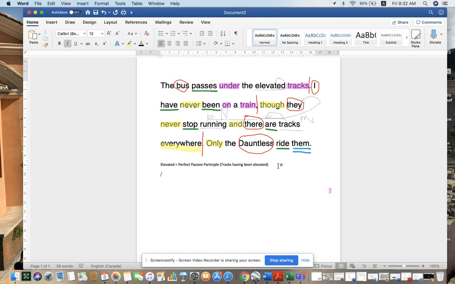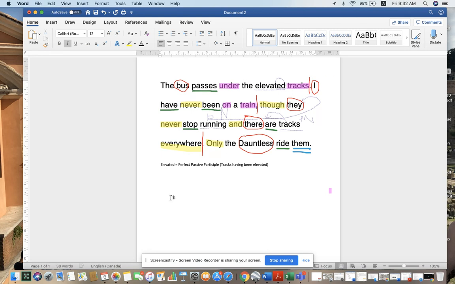A perfect passive participle always ends in ed, like you see in elevated, and it modifies a noun that's next to it. In this case, tracks having been elevated. Okay. Or you could also say destroyed tracks, right? And destroyed would also be a perfect passive participle, tracks having been destroyed.